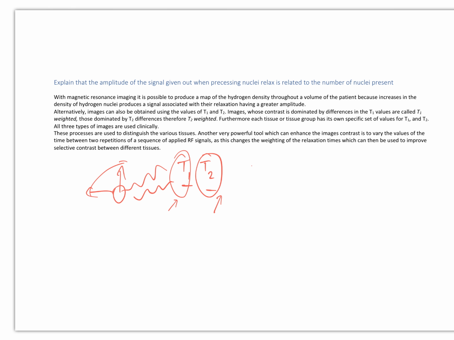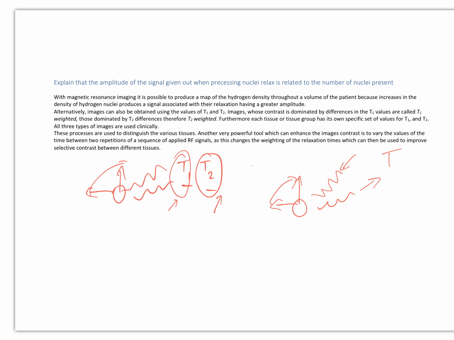Quickly, T1, T2 are relaxation times. The time taken for the nuclei to flip once a radio signal is sent in, and then return to their original precession, and the radio signal is sent back out. The time between going in and coming out is the T value.